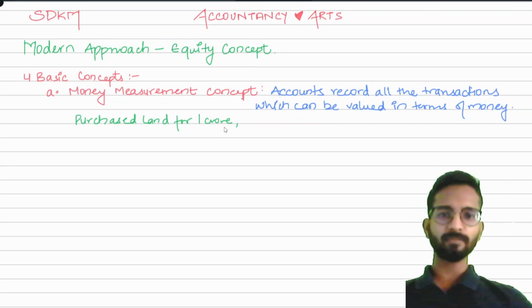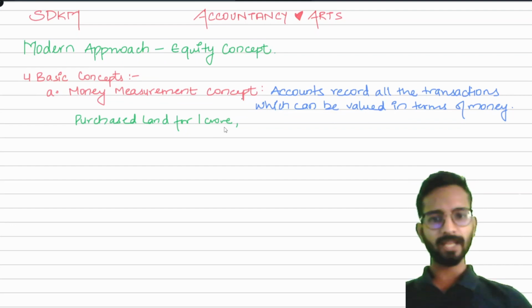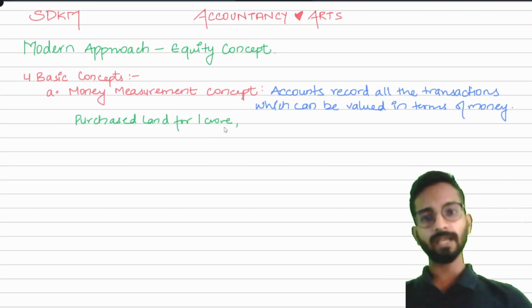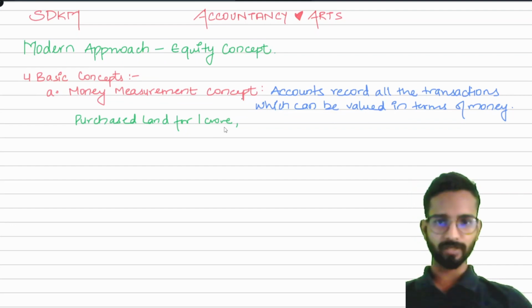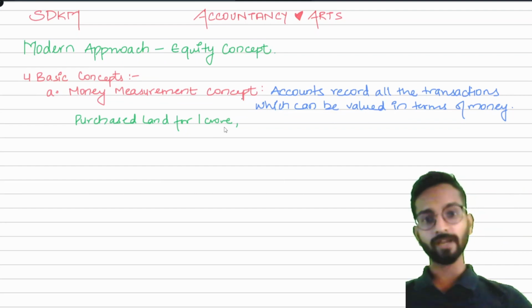If suppose somebody helped you, you cannot write in accountancy that people helped me. You cannot value friendship in terms of money. That's why we cannot record all those things. Only the transactions which are valued in terms of money.